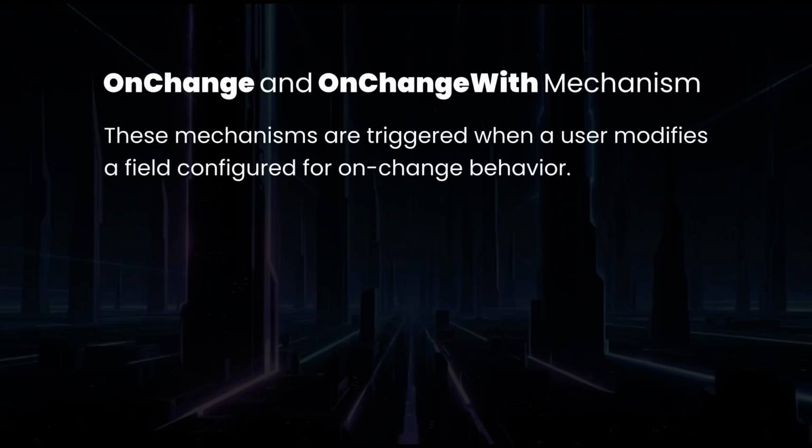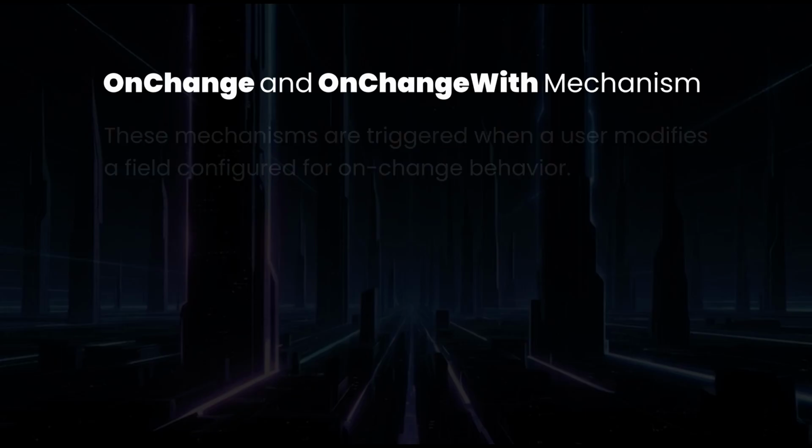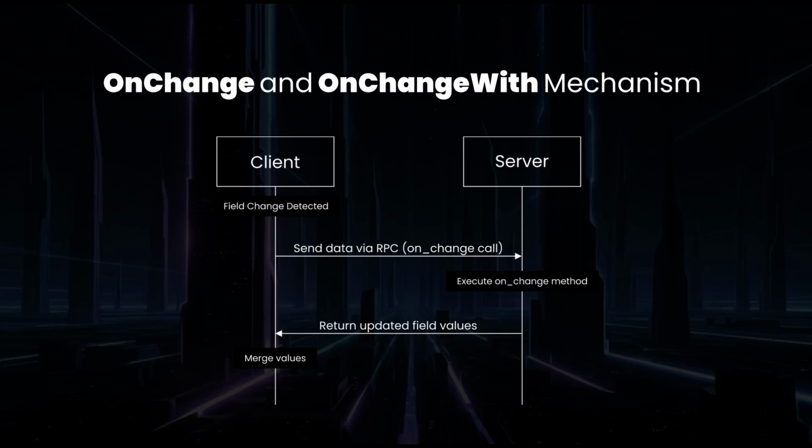These mechanisms are triggered when a user modifies a field configured for onChange behavior. The flow is straightforward. First, the client detects the field change. Second, it sends the relevant data to the server via RPC. Third, the server executes the associated onChange method. Fourth, the server returns updated values. And lastly, the client merges those values into the record.